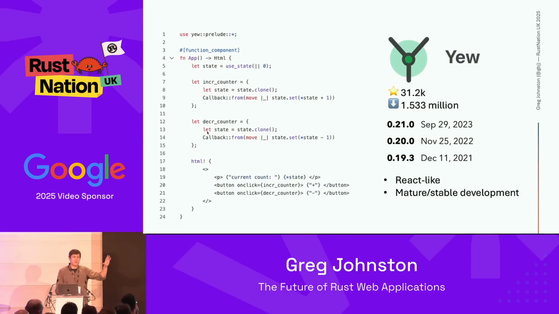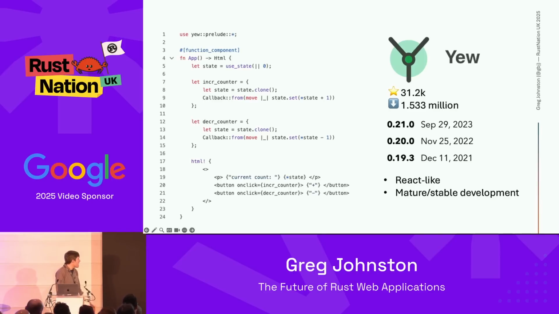All right, so a few of the frameworks. Yew is kind of the OG. It's the first really big and mainstream front-end framework in Rust. It's very stable, very mature, relatively slow release cycle at this point. And if you look at the code, you can see this looks kind of like you might imagine React code would look if you wrote it in Rust. It has a function component. There's a use state. There are 2 callbacks to increment and decrement the counter.